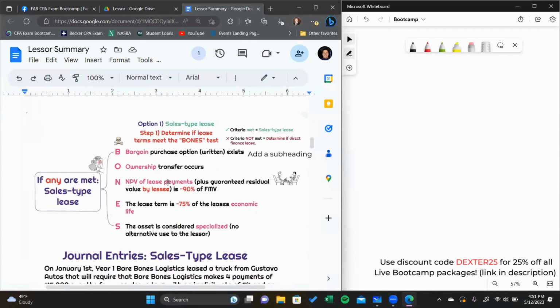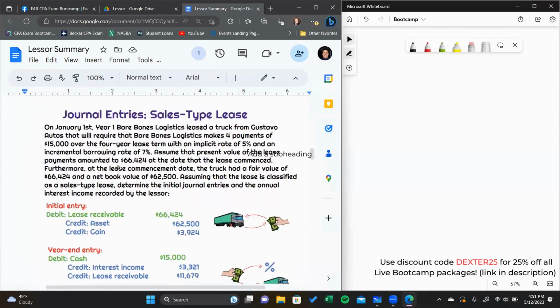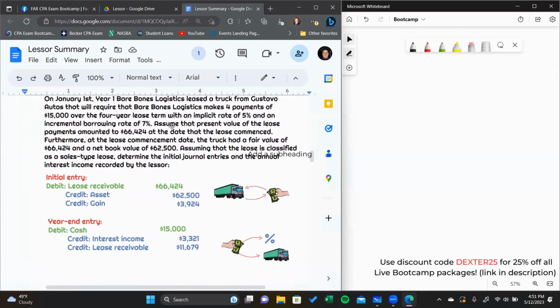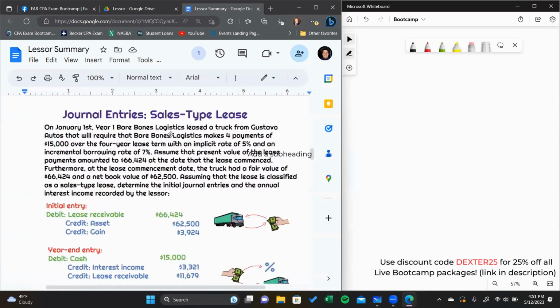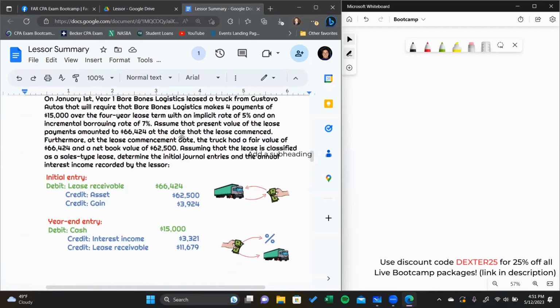So in this example here, it says on January 1st, year one, Bare Bones Logistics leased a truck from Gustavo Autos that will require that Bare Bones makes 4 payments of $15,000 over the 4-year term with an implicit rate of 5% and an incremental borrowing rate of 7%. So this is, I think it's the same. Actually, maybe it was 12,000. I think it was 12,000 before. So similar problem, different numbers though. Assume that the present value of the lease payments amounted to $66,424.